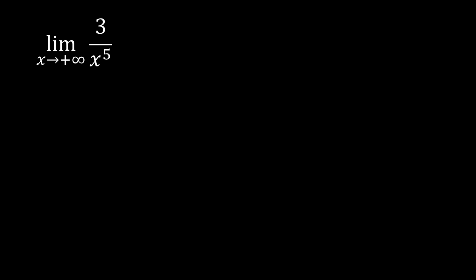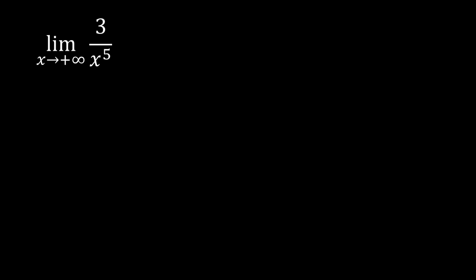This time we're going to talk about the second part of the video on limits at infinity, wherein you will be encountering polynomials with a mixture of rational functions. So let's have this one here. First example, we've got the limit of 3 over x to the power 5 as x approaches positive infinity.